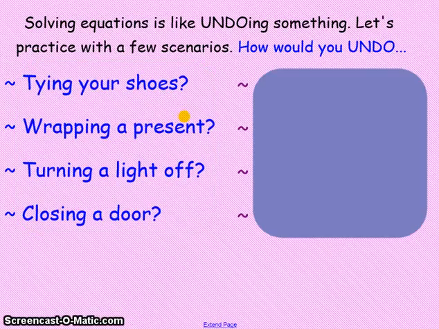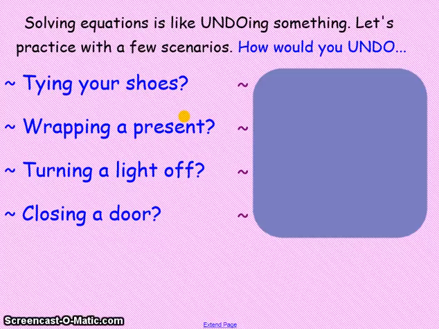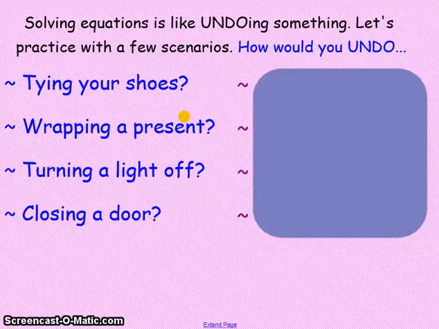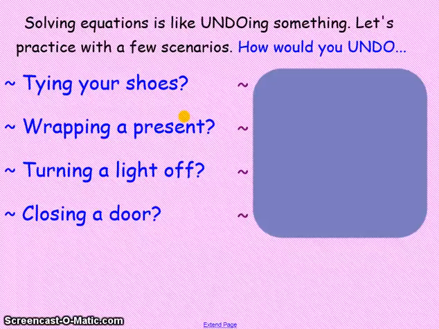So when I'm tying my shoes, in order for me to undo that step, that would mean to untie them. If I'm wrapping a present, the undo step would be to unwrap the present. If I'm turning a light off, the undo step, or the opposite of that, would be turning the light on. And then the last one is closing a door. Well, the opposite of closing a door would be to open the door.